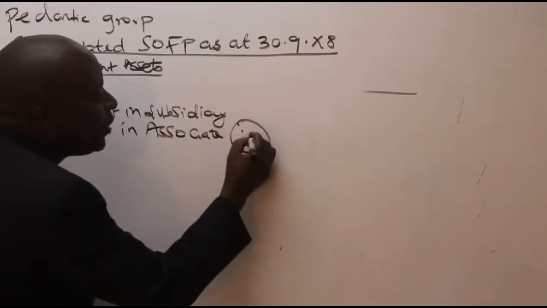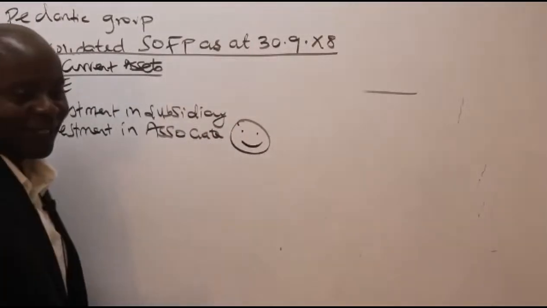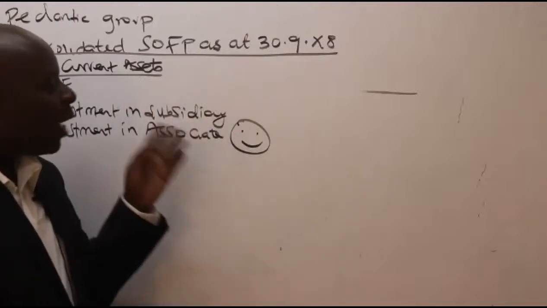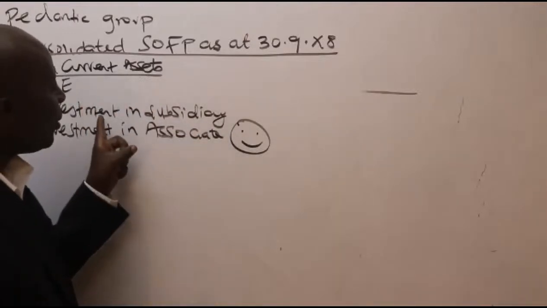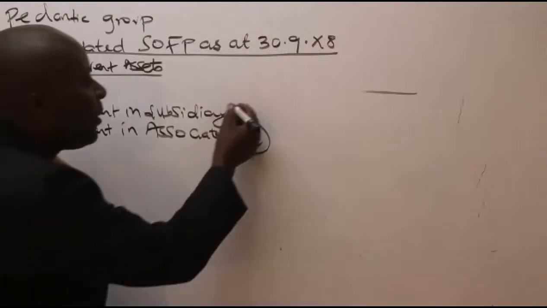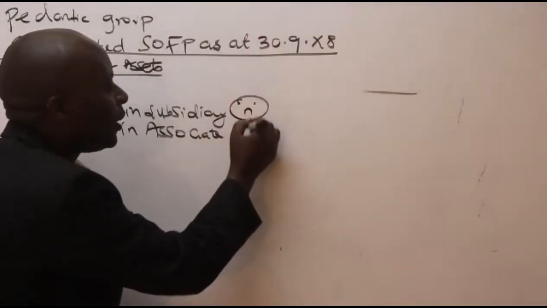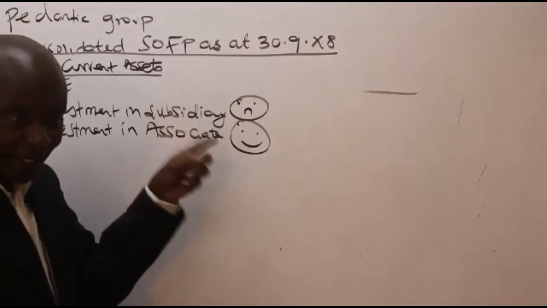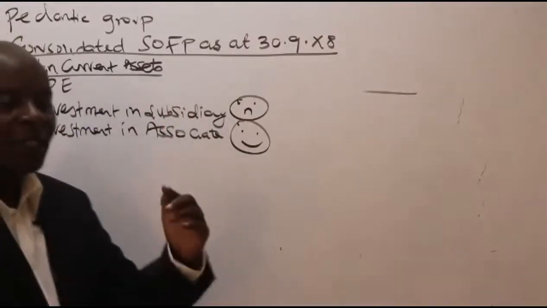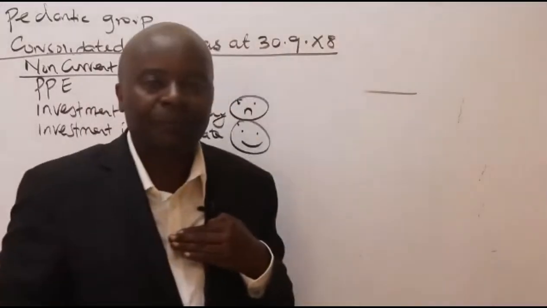You should draw an emoji there and smile. Investment in associate, that is quite a good investment that you have to put here. However, if you go to an exam and you write investment in a subsidiary, please remember to draw an emoji there. Of course, in this case here, of yourself crying, because there is nothing like investment in a subsidiary. Remember, this subsidiary is my son.